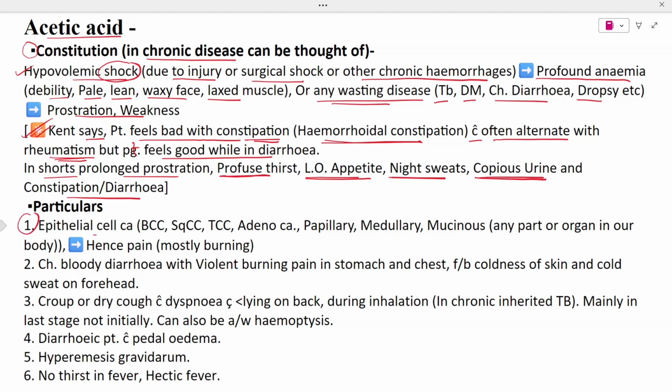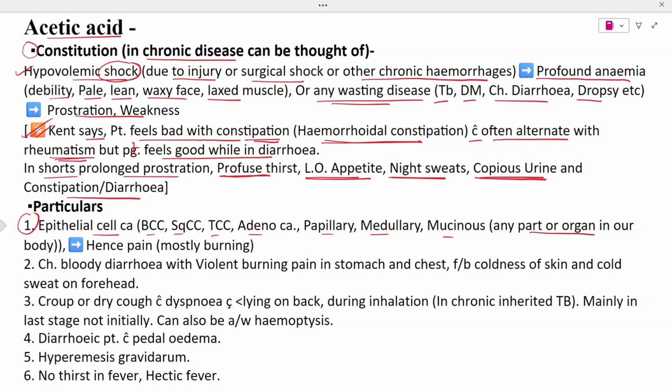Boericke says epithelial cell carcinoma, any kind of wasting disease, I have already discussed that, it may be tuberculosis, diabetes, it may be cancer too. So where the patient loses body flesh, loses weight, it may be any kind of carcinoma. Mostly it has been seen that epithelial cell carcinoma, so it may be basal cell carcinoma, squamous cell carcinoma, transitional cell carcinoma, or any adenocarcinoma. Maybe papillary, medullary, mucinous, all these kinds of carcinomas are epithelial cell carcinoma.